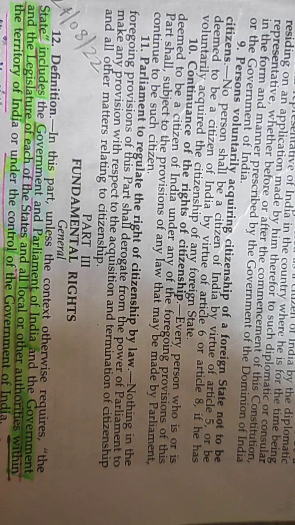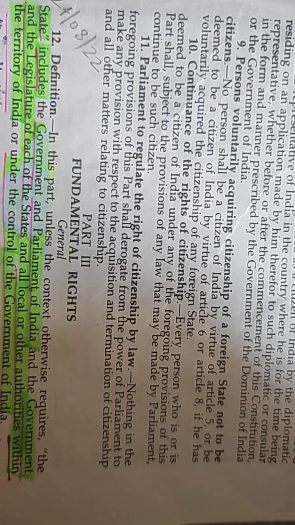It seems very easy, but it is not, because four authorities are given under this state definition. First, Government and Parliament of India; second, government and legislature of each of the states; third, all local; and fourth, other authorities. Government and Parliament of India and government and legislature of each state are very clear, but all local and other authorities are not very clear.